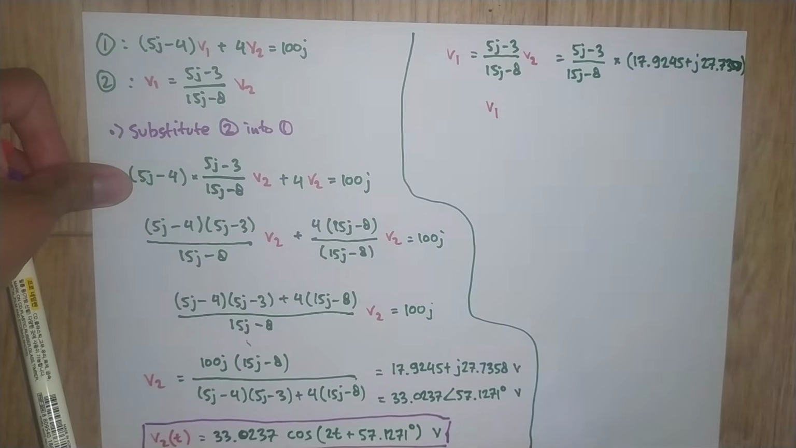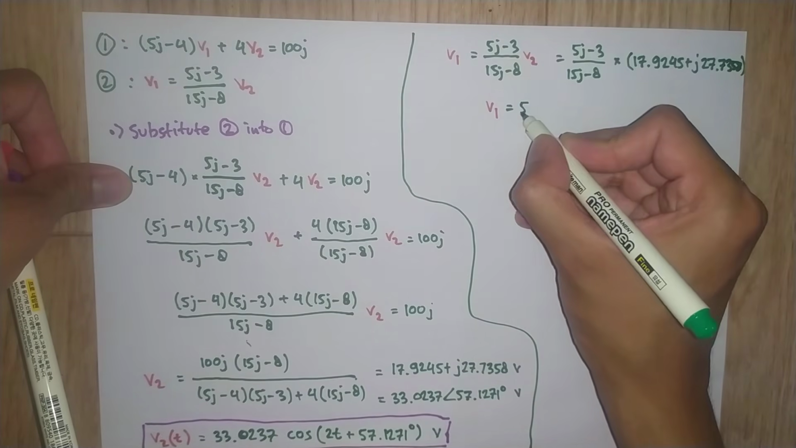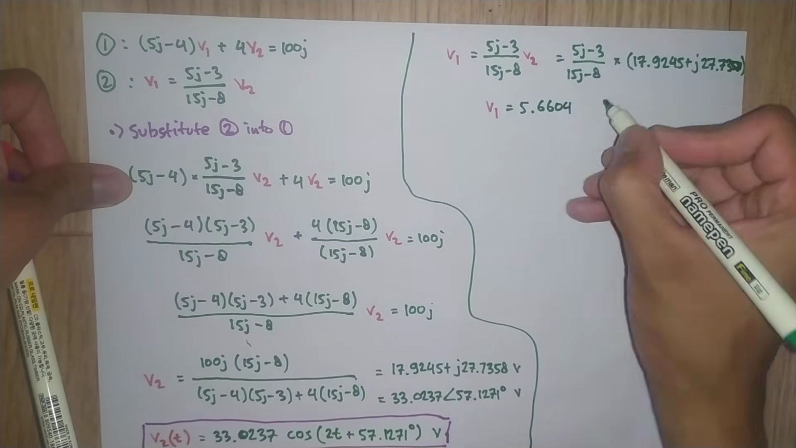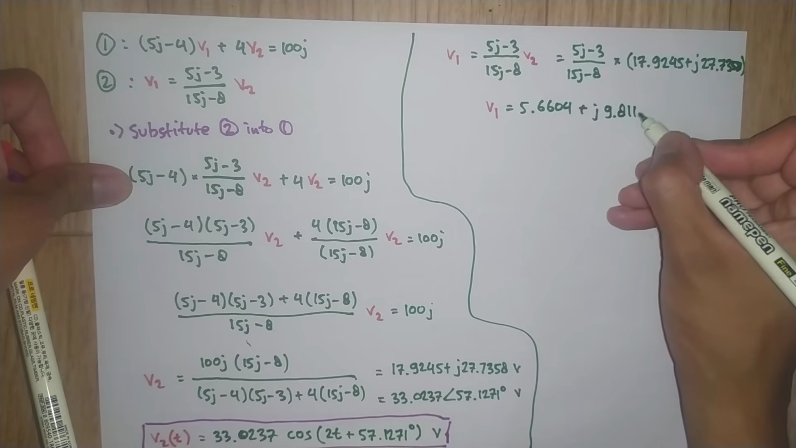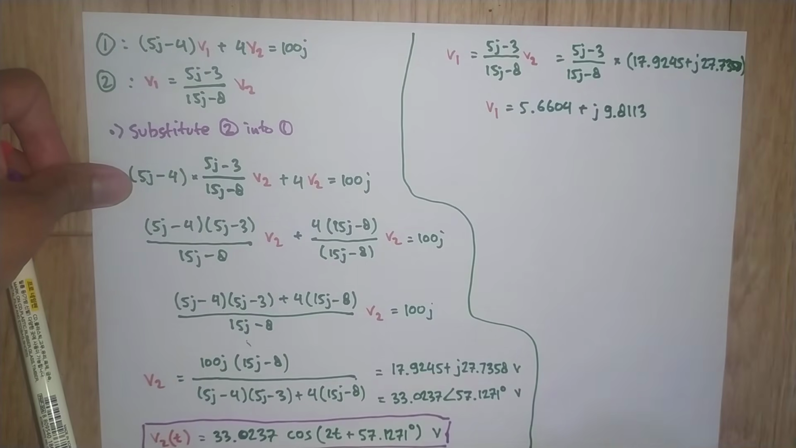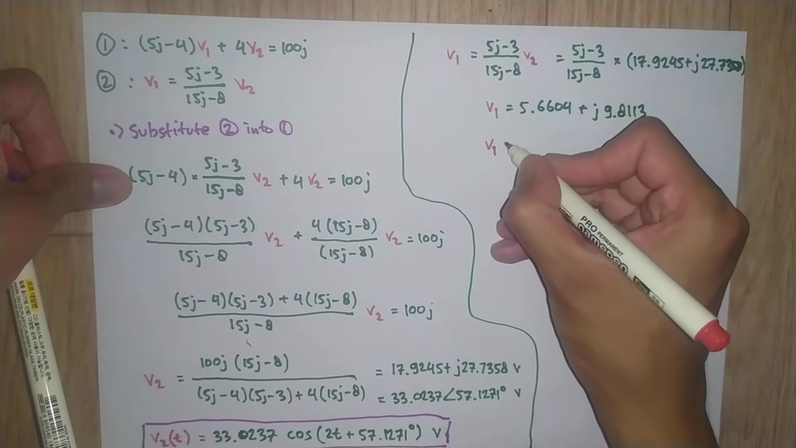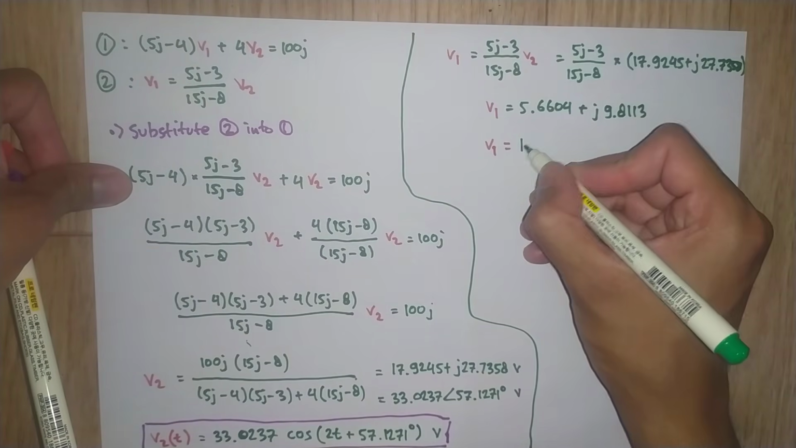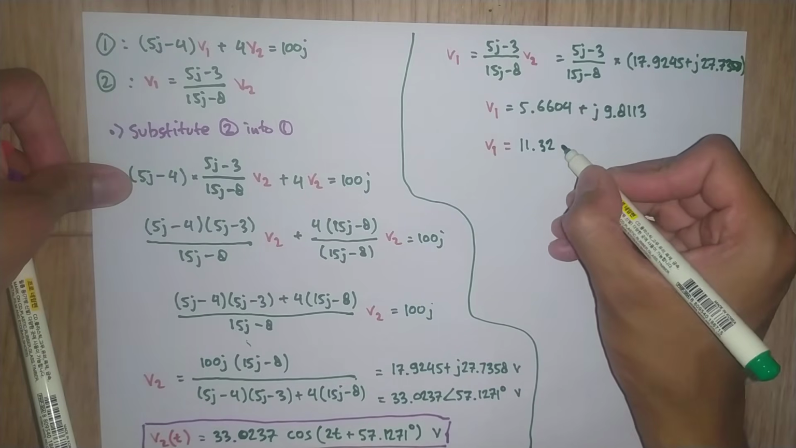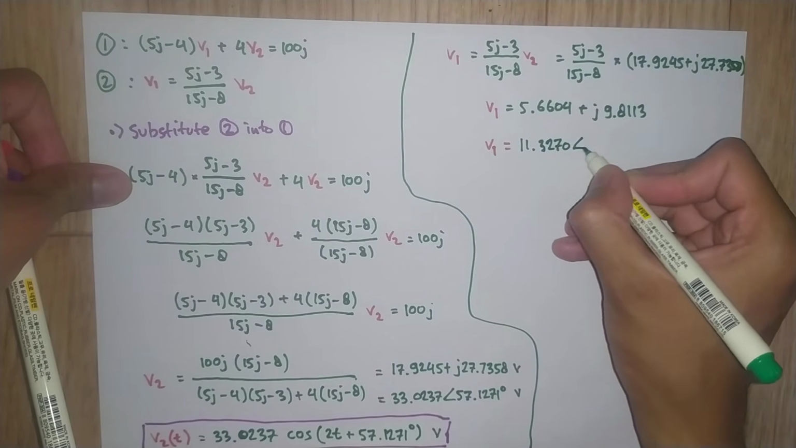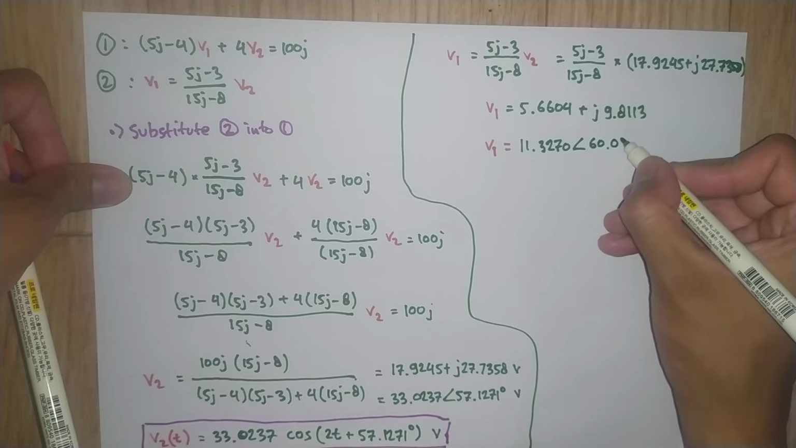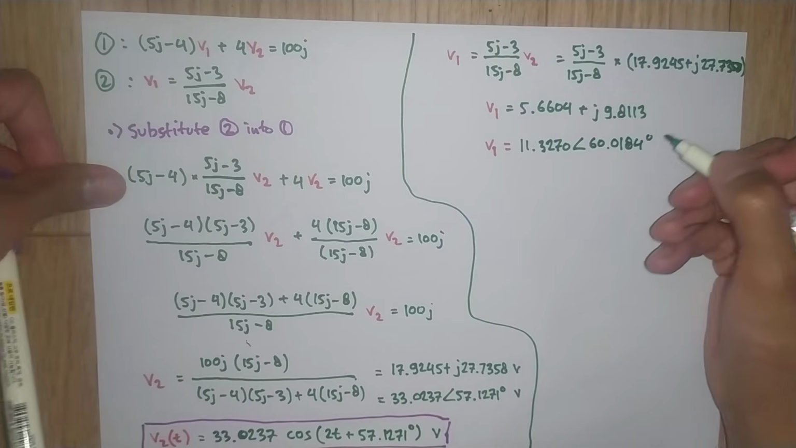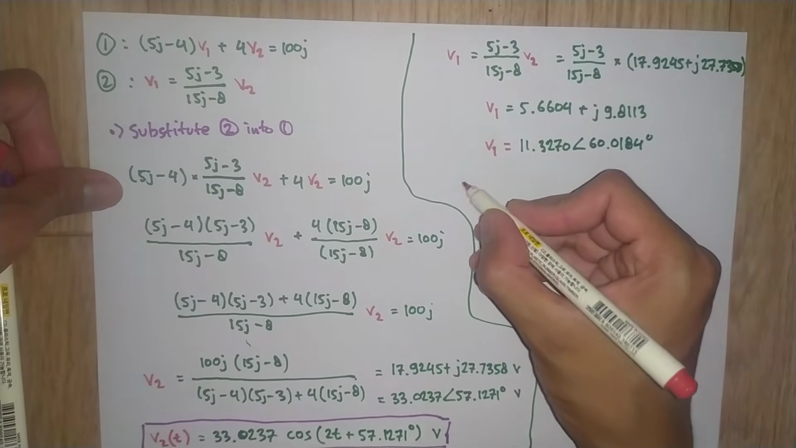Okay, now we get the result from here. I will have V1 is equal to 5.6604 plus j9.5113. This is in Cartesian coordinate. So in polar coordinate, you will have V1 is 11.3270 and the angle is 60.0184 degrees. Okay, this is in frequency domain, so let's convert it into time domain.